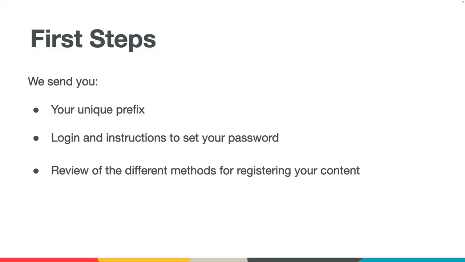Once you submit your application, you'll get a welcome email from our membership team that has the prefix that you will use to create your DOIs, your login and instructions on how to create a password, and then links to access the different content registration tools. And then over time, you'll get follow-on emails with additional information about other services, about voting, and other help to get you along your way with your journey with Crossref.